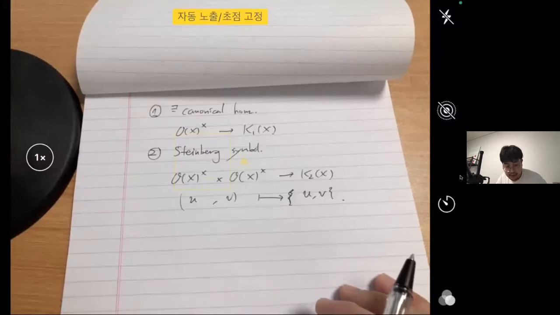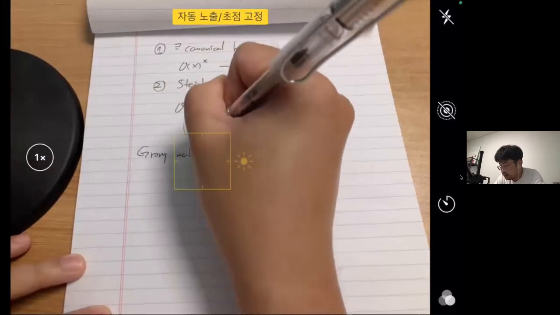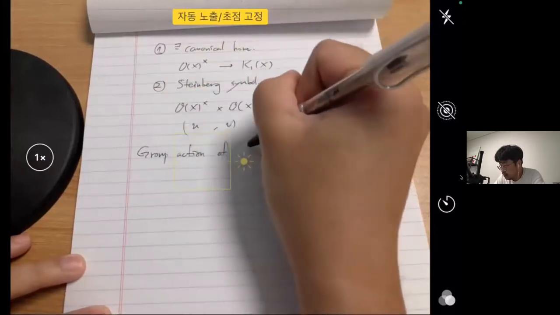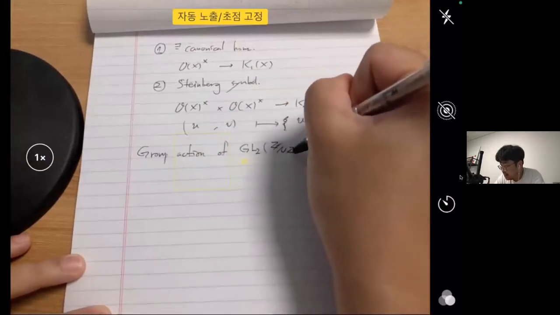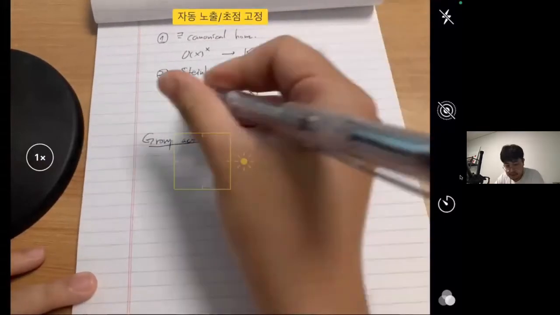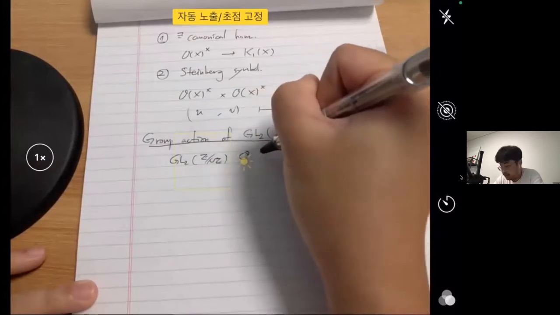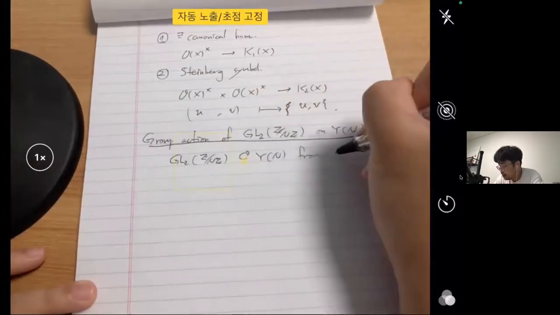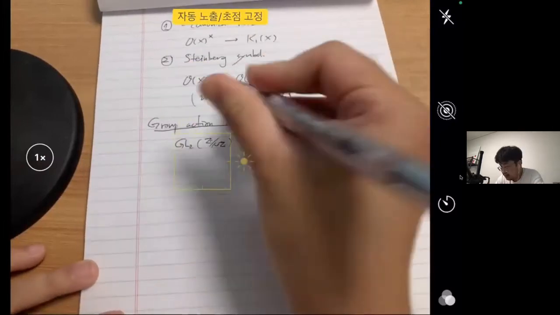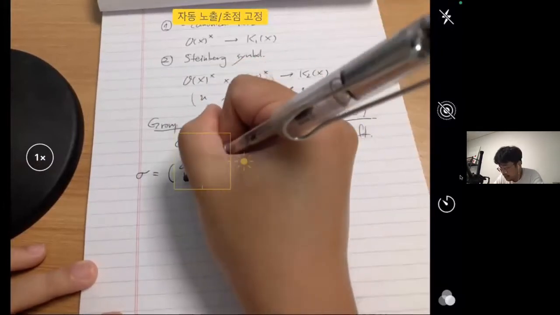And I need to introduce the group action on the modular curve. Group action of GL2 Z mod NZ on Y_N. So, okay, GL2 Z mod NZ acts from the left as follows. So let me write sigma. Yes, I just follow Kato's notation. So Kato used the A, B, C, D.